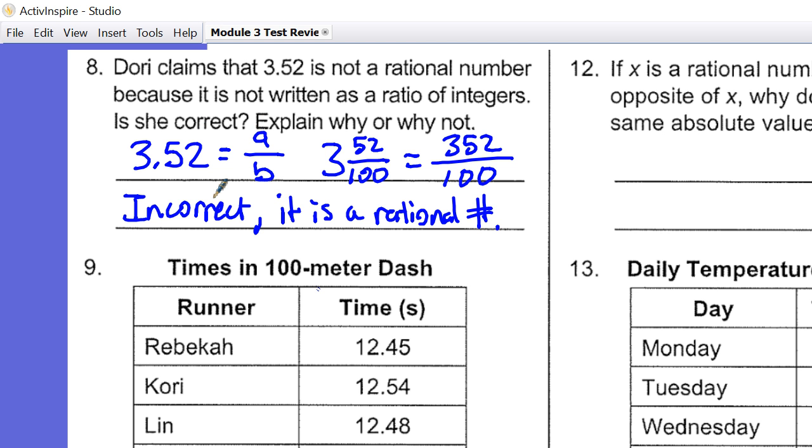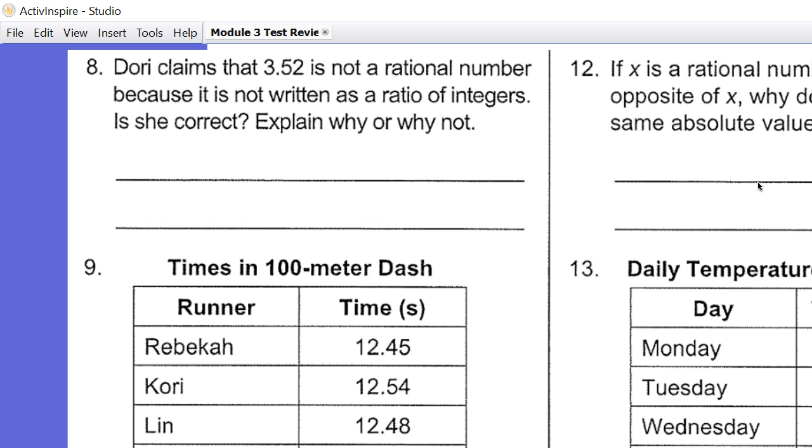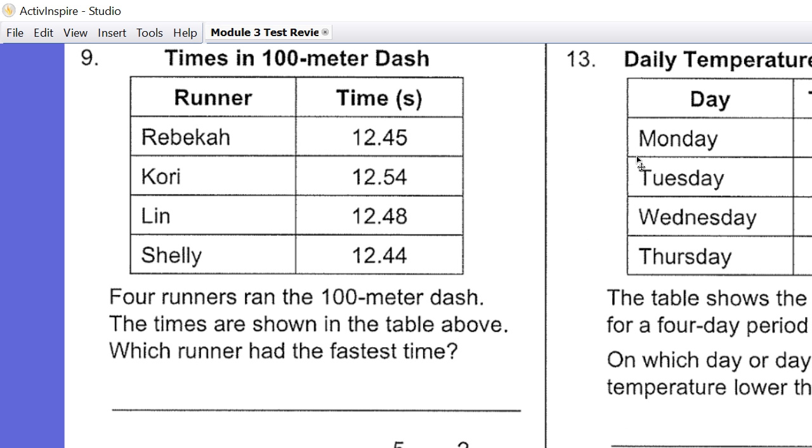Okay, question number 9. The title of question number 9 states, times in 100-meter dash. If you examine the table, you notice 4 runners, and they each have a time, and they're all somewhere between 12 seconds and 13 seconds. And the directions say 4 runners ran the 100-meter dash. The times are shown in the table above. Which runner had the fastest time?